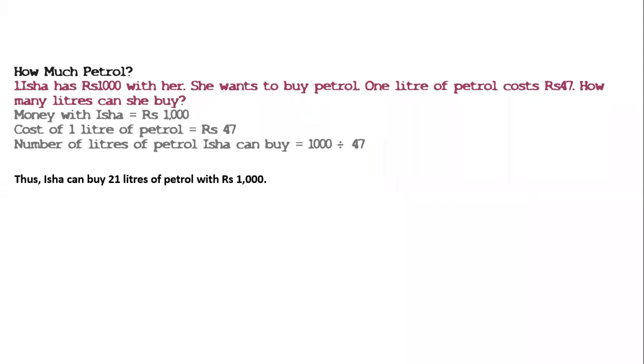Isha has 1,000 rupees with her. She wants to buy petrol at 47 rupees per liter. How many liters of petrol can she buy? You have to divide and check.